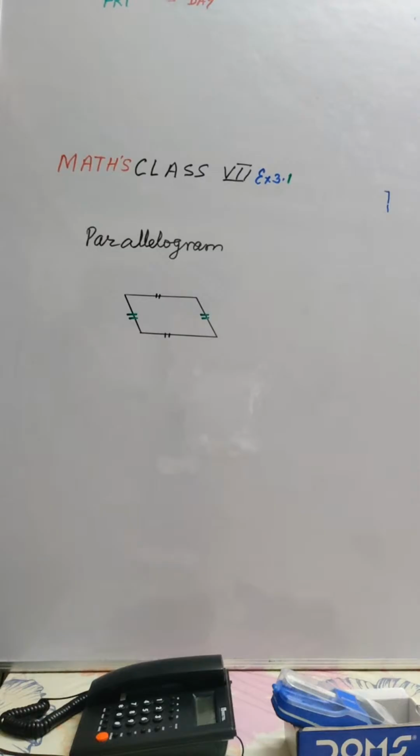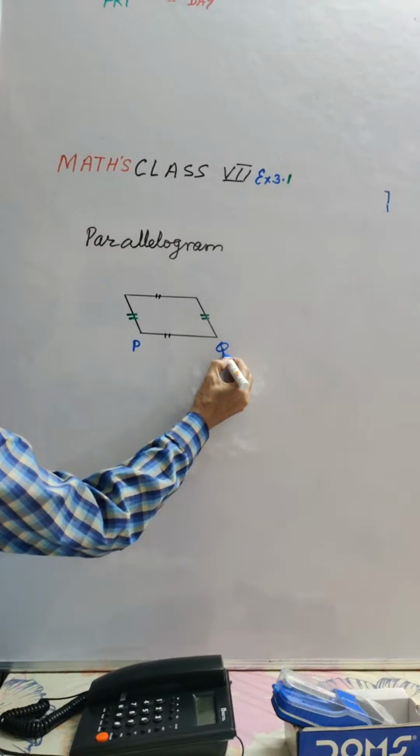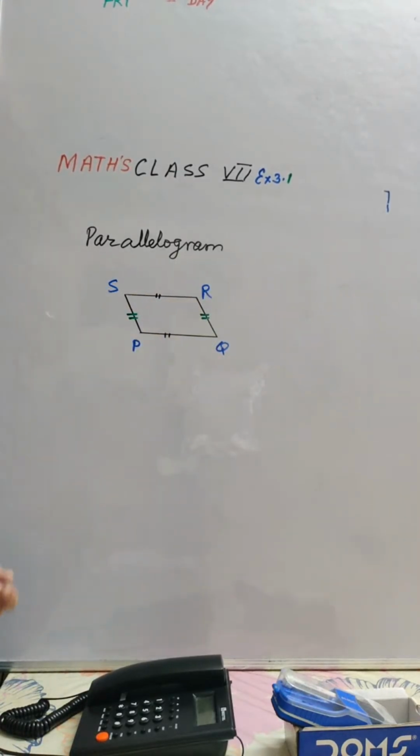Elements of parallelogram. As you see, there is a parallelogram on our whiteboard. What are the different elements of this parallelogram? We shall discuss first the different elements of parallelogram. Say it is a parallelogram with sides P, Q, R, S. Parallelogram is a figure in which opposite sides are equal and parallel. PQRS is a parallelogram in which opposite sides PQ and RS are equal.